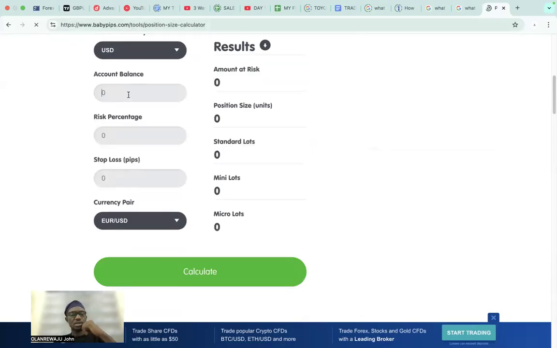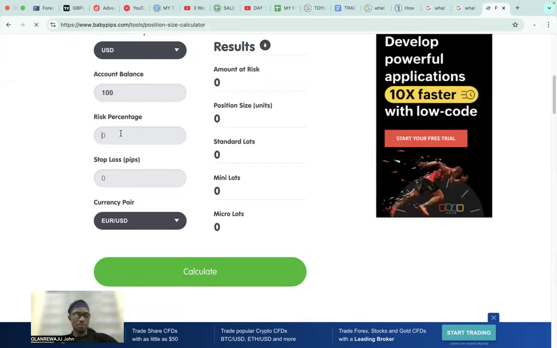So can you see account balance? Let's say my account balance is $100. Risk percentage. So ideally, for a $100 account, I don't encourage you to risk more than 5%. The higher your account, the lower your risk.